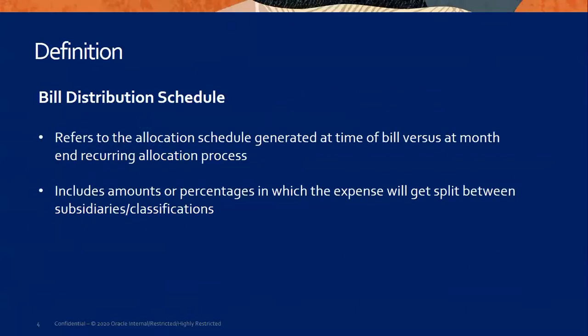One of the terminologies that you'll see and will be available in your account once you install this is a bill distribution schedule. The bill distribution schedule defines how the items or the expenses will get split up and distributed. You'll apply the schedules on the vendor bill to default the allocation weight. So as I said previously, this will give you the flexibility to apply the schedule real time rather than waiting for the month-end recurring allocation process.